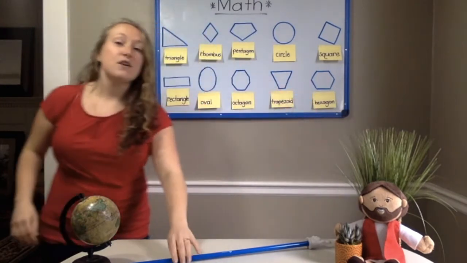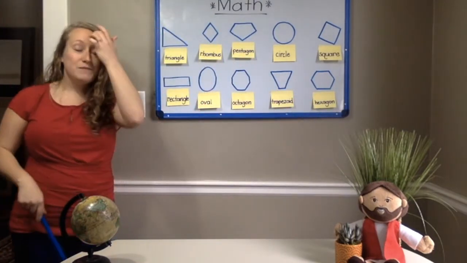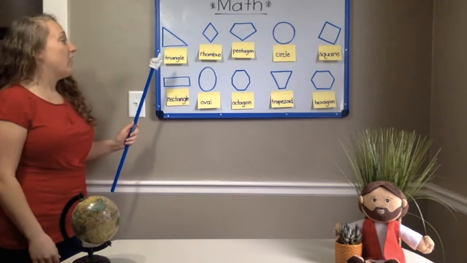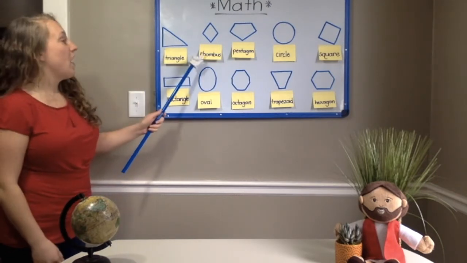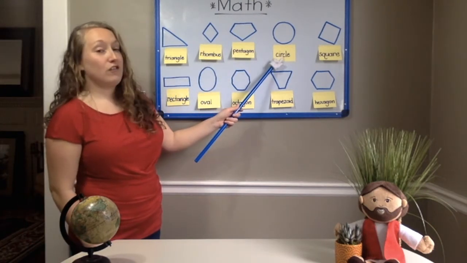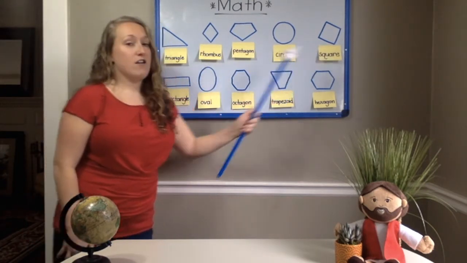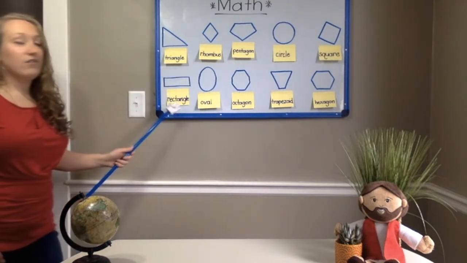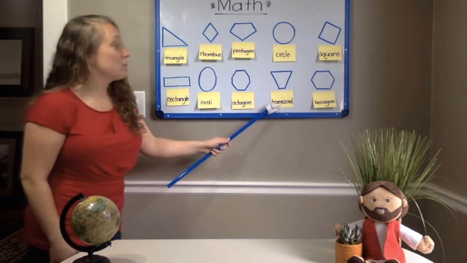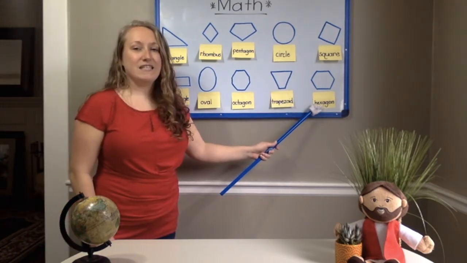So kindergarten, let's go through and just review our shape names before we say goodbye. Here we go. Say them with me. We have a triangle, rhombus, pentagon, circle, square, rectangle, oval, octagon, trapezoid, and a hexagon.